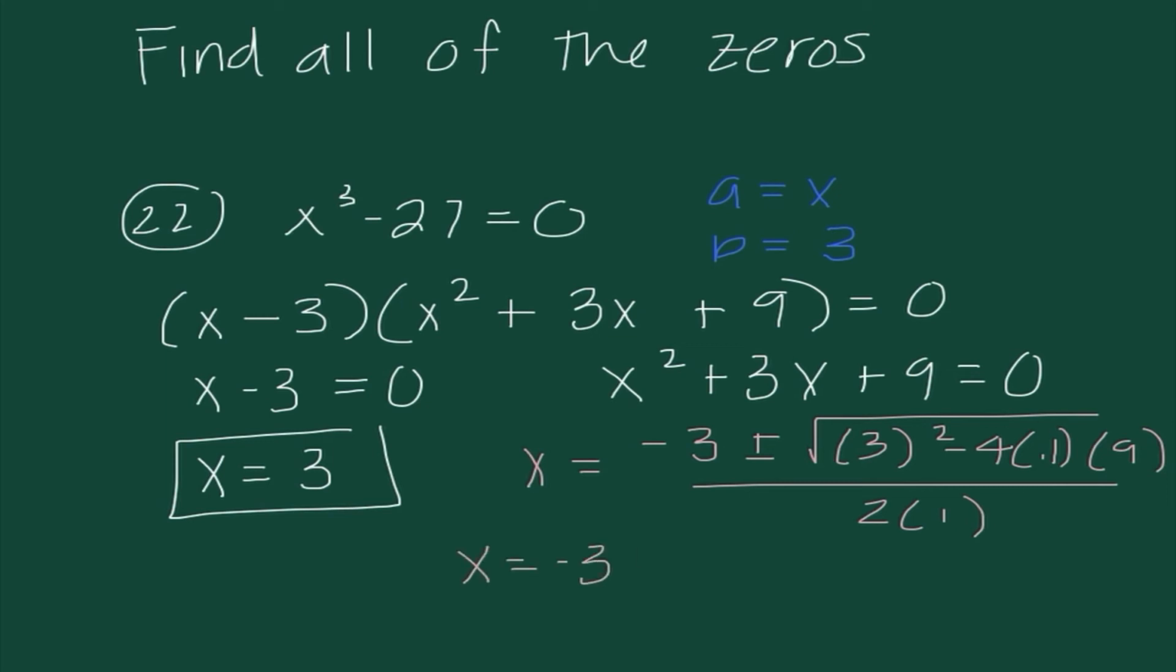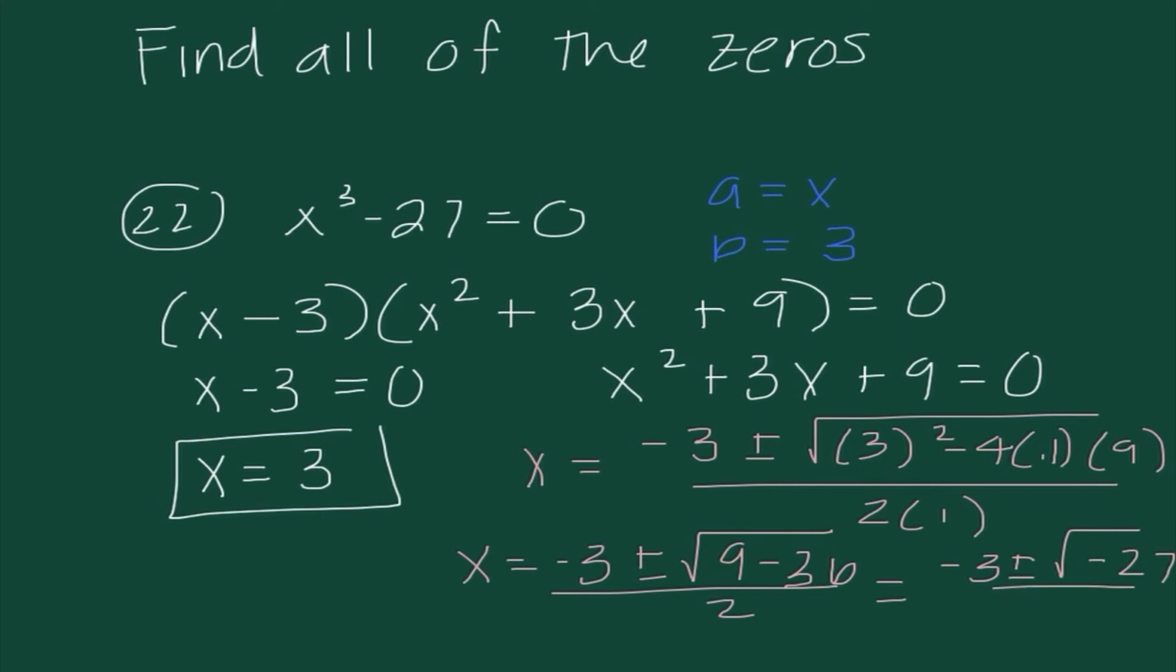So I get negative 3 plus or minus the square root of 9 minus 36 over 2, which is going to be negative 27 over 2. So I end up getting negative 3 over 2 plus or minus 3i radical 3 over 2.